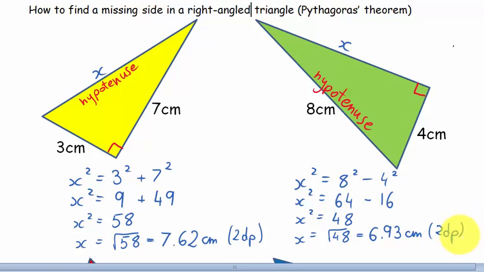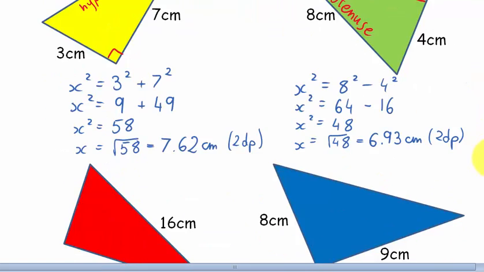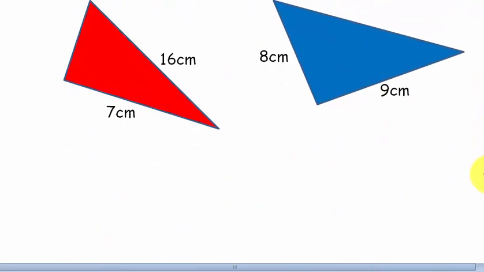Now, try the following examples I'm going to give you and pause the video before I give you the solutions. Try these two.